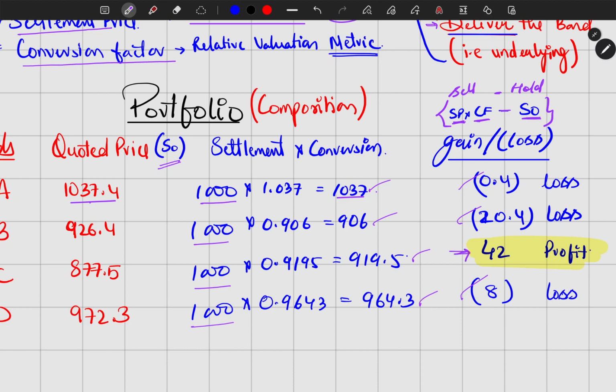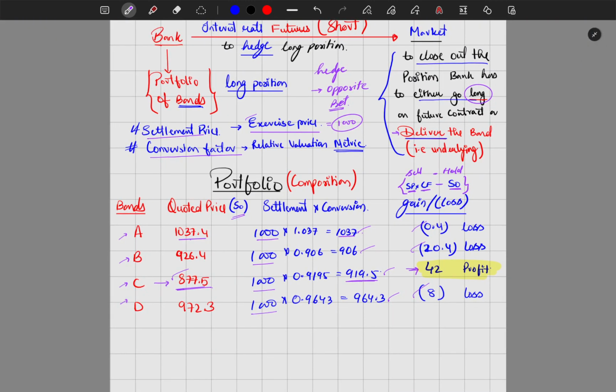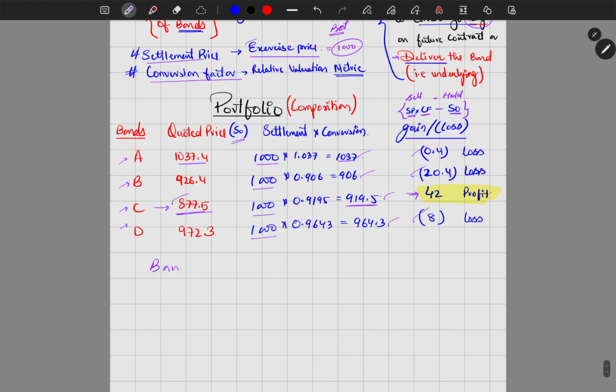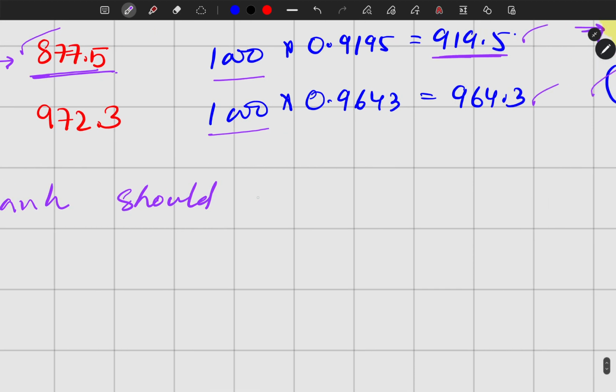So it would be beneficial for you to deliver bond C, which has a current quoted price of 8.877, while it has a relative valuation which is higher, and therefore you make a profit, and that is the cheapest to deliver concept. So in order to settle this contract, the bank should deliver bond C.